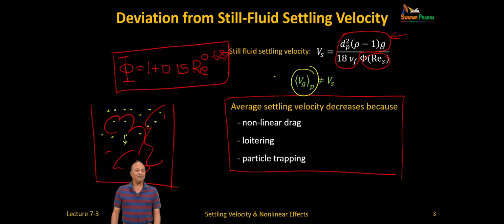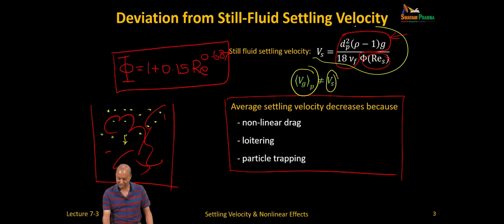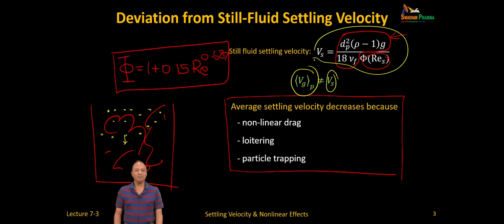So, the question is, if you do an average, will it be equal to, this is called still fluid settling velocity. In other words, quiescent fluid, particle settling down, and that is this formula. We have a formula. It is good for quiescent fluid. Question is, is it still correct for a particle in turbulence? That's the question we are asking. The answer is no, there is difference.